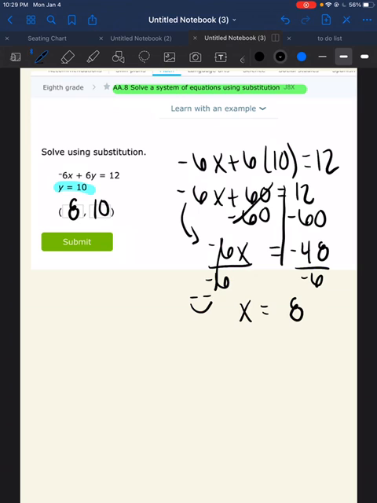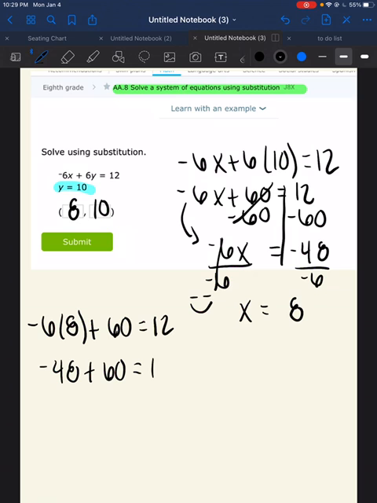I'm just going to double check that as well. So I'm going to plug 8 in for my equation. So negative 6 times 8 plus 60 equals 12. And that is negative 48 plus 60. And that definitely does equal 12.